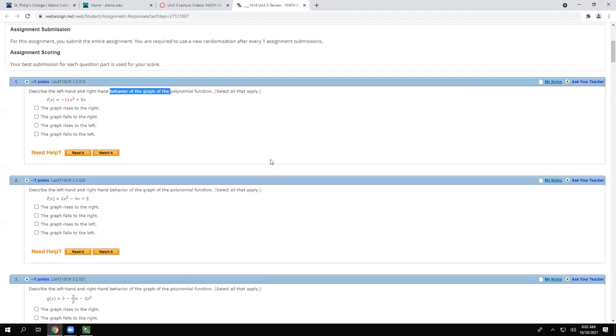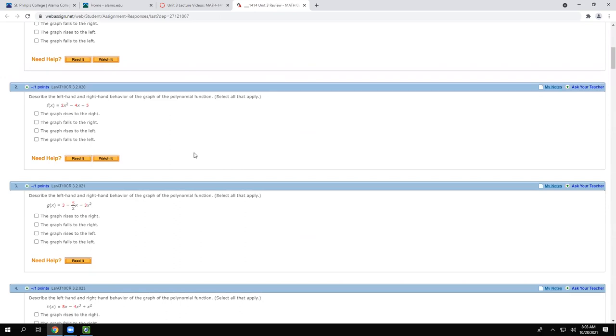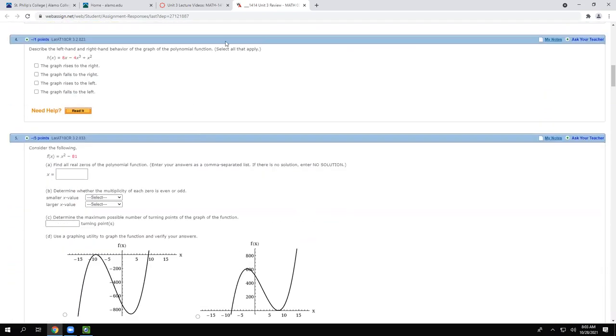So number 1 is this function. Number 2 is 2x squared minus 4x plus 5. Number 3. And number 4. Okay, and I think number 5 starts something different.